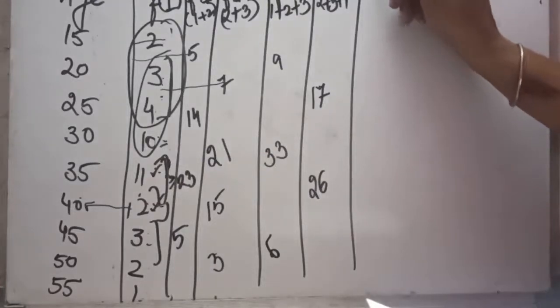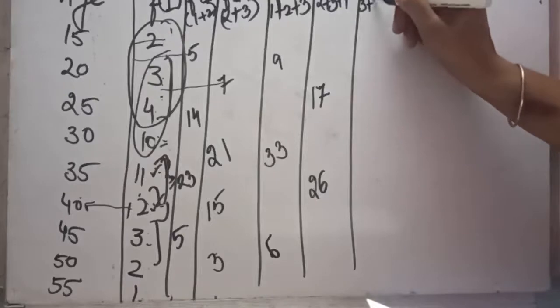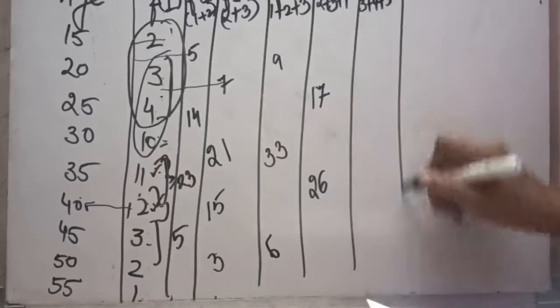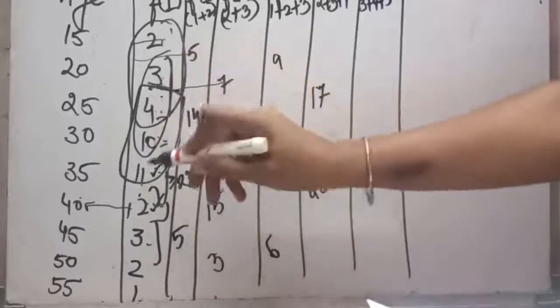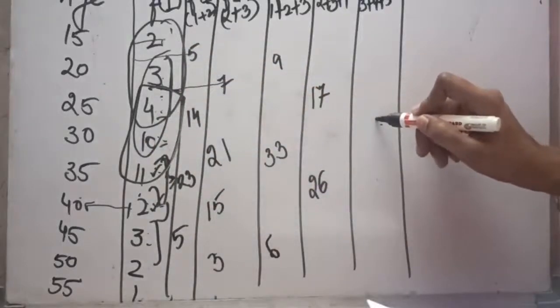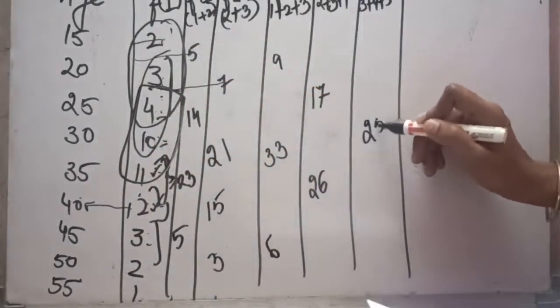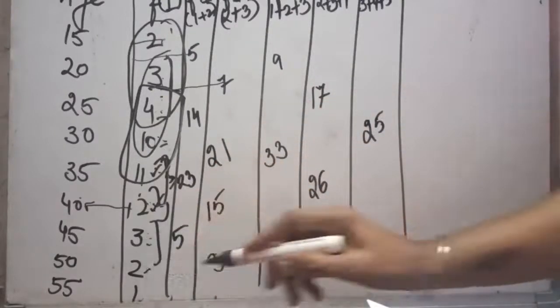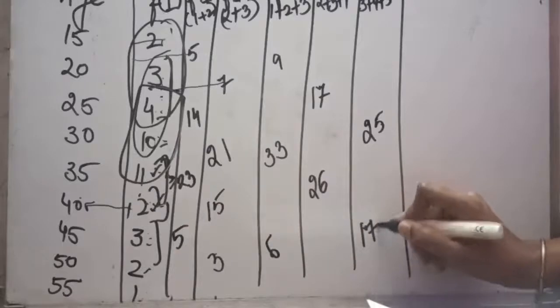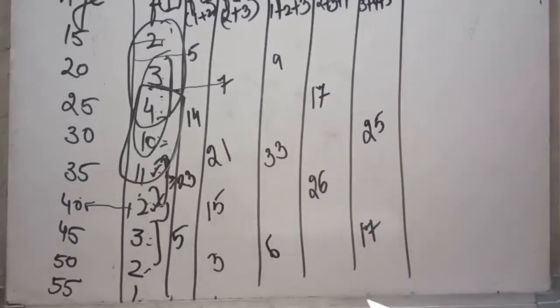Now frequency number 6: here we add 3 plus 4 plus 5. We leave the first 2 elements and start from here: 4 plus 10 plus 11, so it will be 25. Next is 12 plus 3 plus 2, so it will be 17. Like this we complete our grouping table.